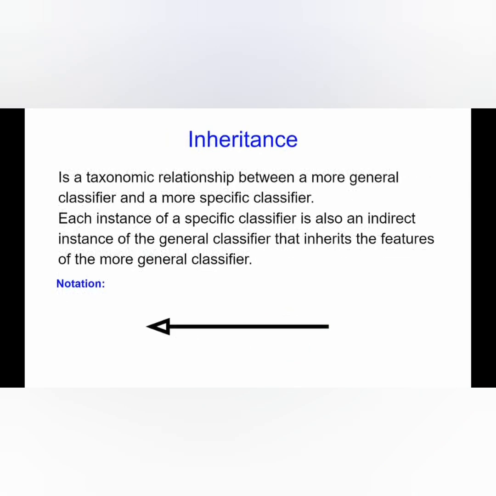Inheritance. Inheritance or generalization is a taxonomic relationship between a more general classifier and a more specific classifier. Each instance of a specific classifier is also an indirect instance of the general classifier. Thus, the specific classifier inherits the features of the more general classifier. Let's have a look at some use cases.